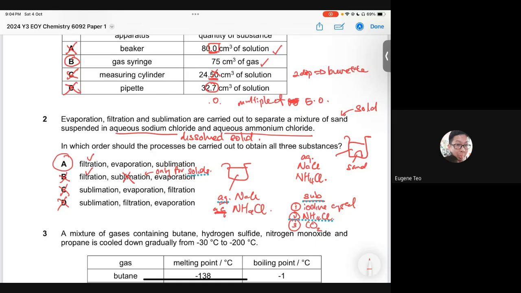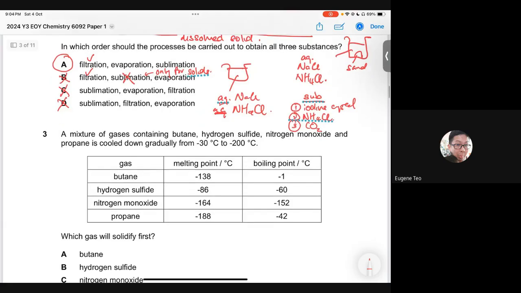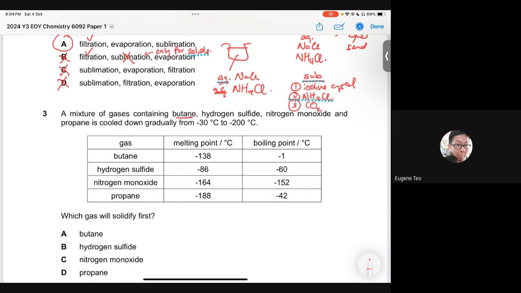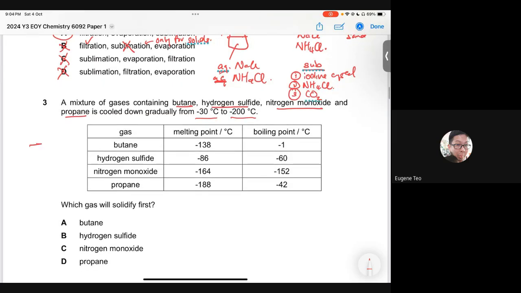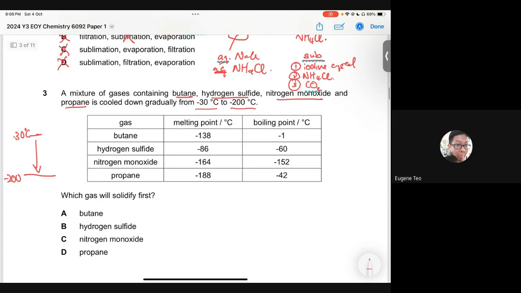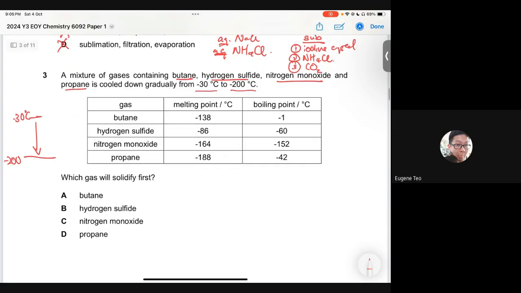Next, question 3. A mixture of gases containing butane, hydrogen sulfide, nitrogen monoxide and propane, so there are 4 different gases, is cooled gradually from -30 to -200. So -30 is a higher temperature, all the way down to -200, which is a lower temperature. I'm looking at gases cooling down. I will not look at the melting point first; I'll look at the boiling point. But the interesting question is they ask which gas will solidify first. So they're asking which gas will solidify.